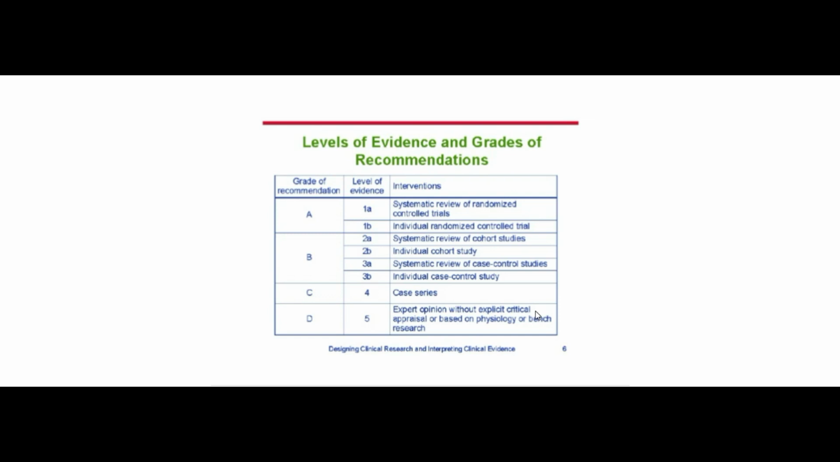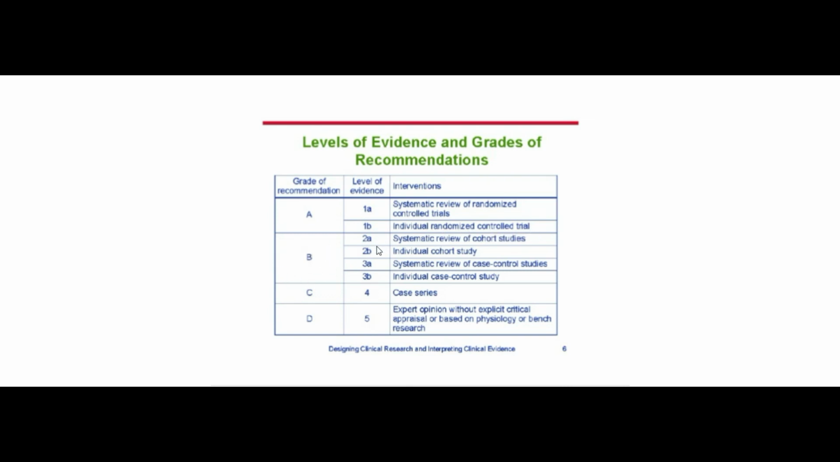So there are levels of evidence and grades of recommendations. As you can see in the first column, this is grade of recommendation. If it is grade A recommendation, it means it's a high level. The recommendation is based on a high level of research studies. Under that, it's level 1A and 1B. Okay, so 1A means systematic review of randomized controlled trials. Those are great research studies, very reliable. 1B is individual randomized controlled trial.